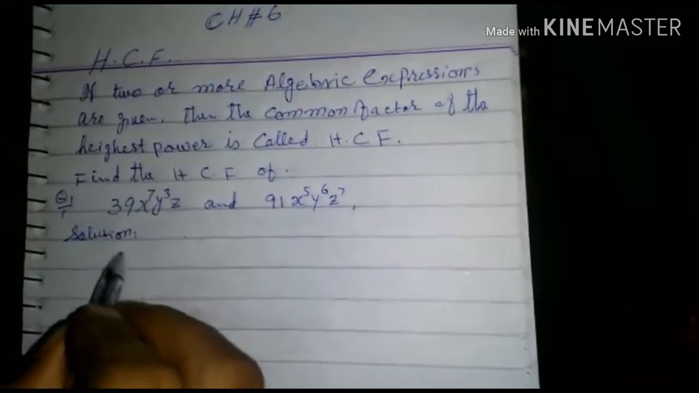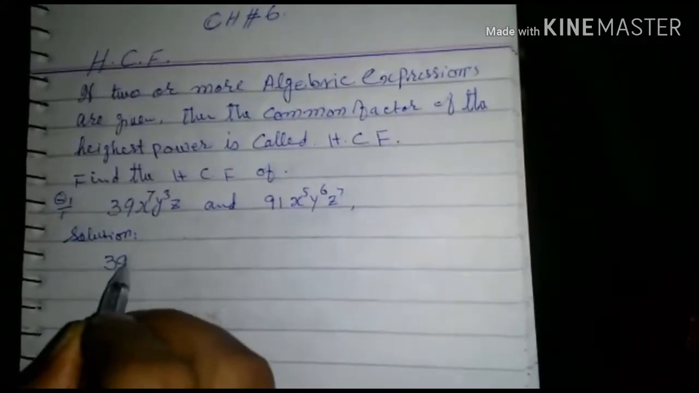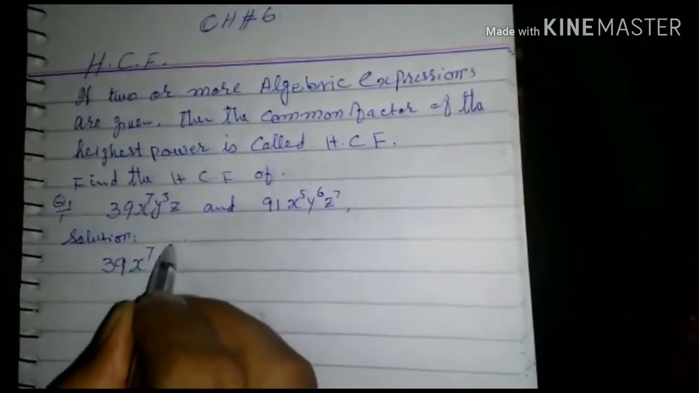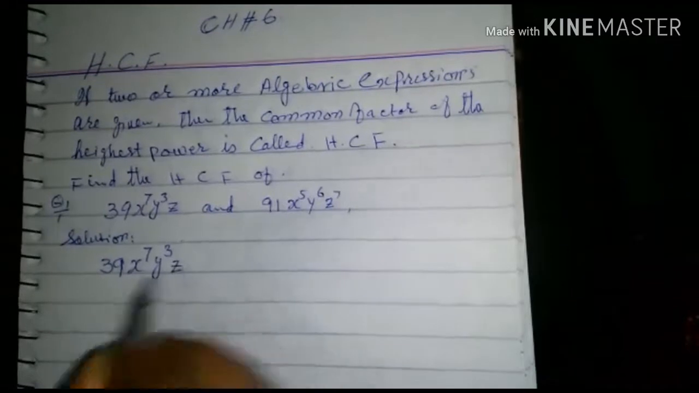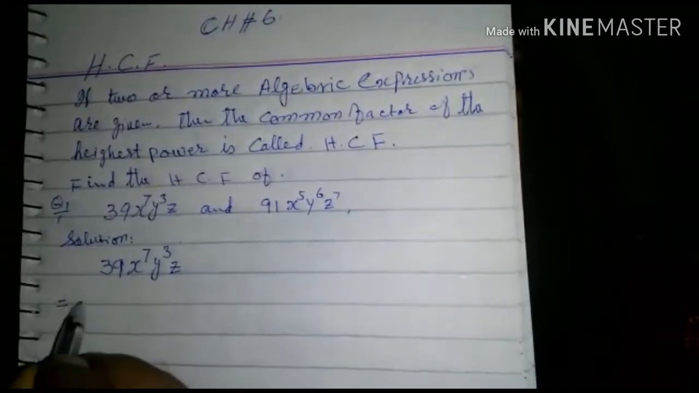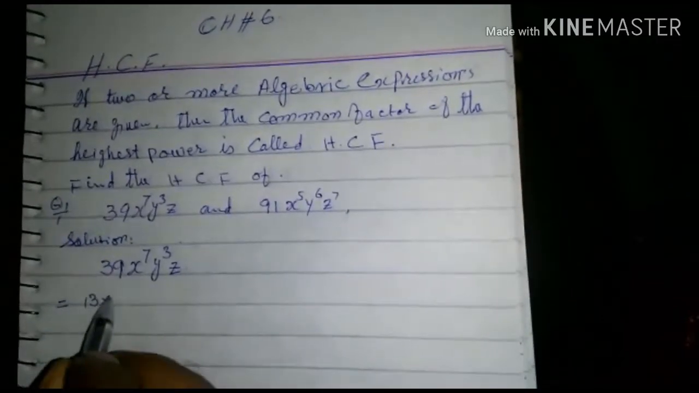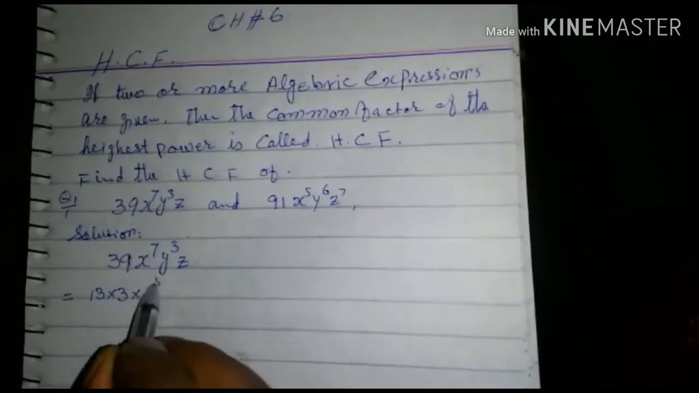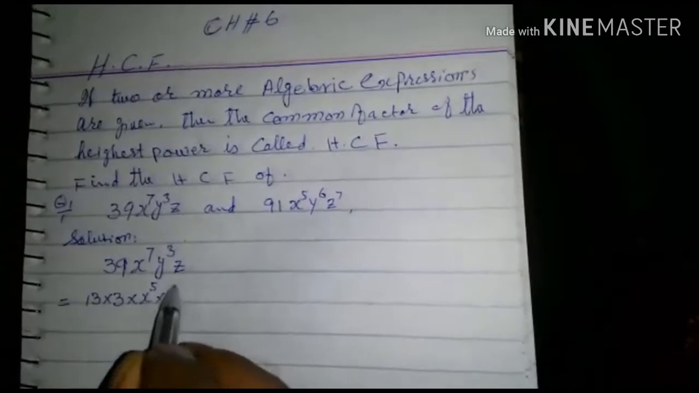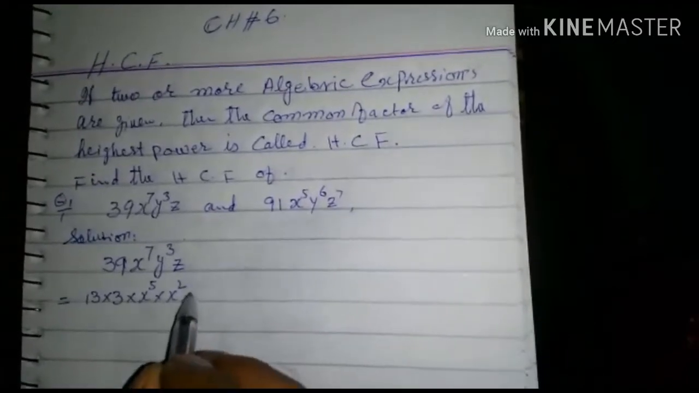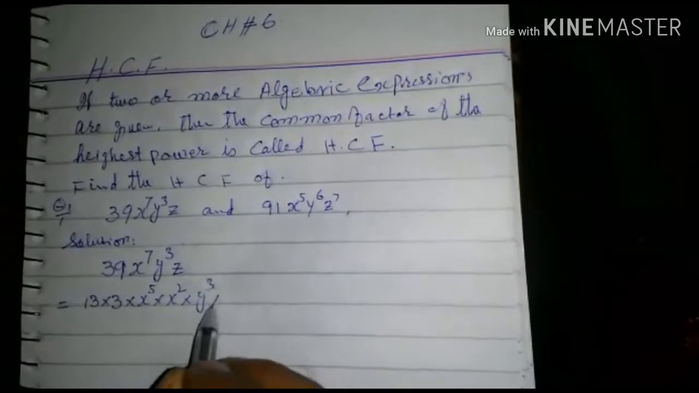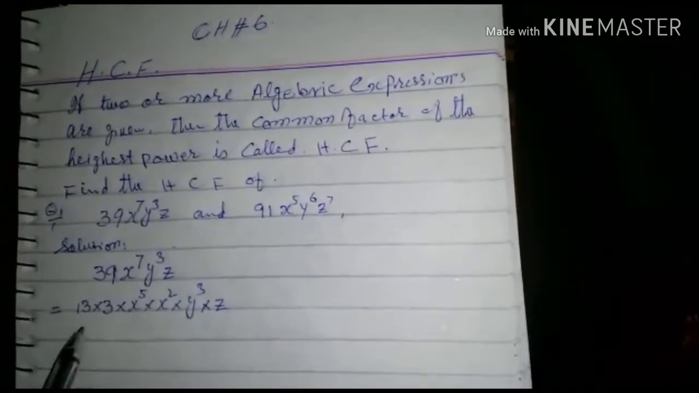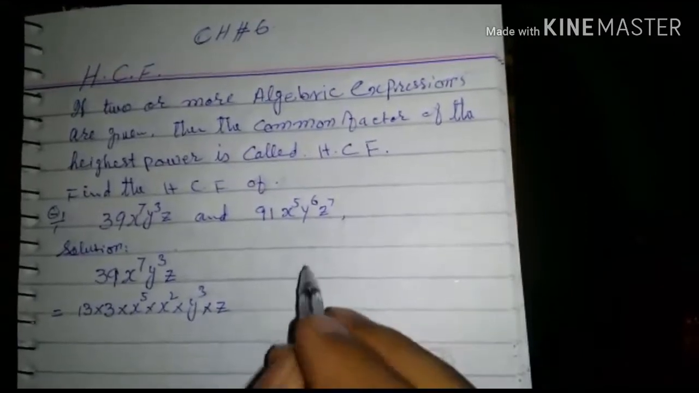Now we take the first expression, 39 x to the power 7 y to the power 3 z. We can write it as 13 into 3 into x to the power 5 into x to the power 2 into y to the power 3 into z. These are the possible factors of the first expression. Now consider the second.